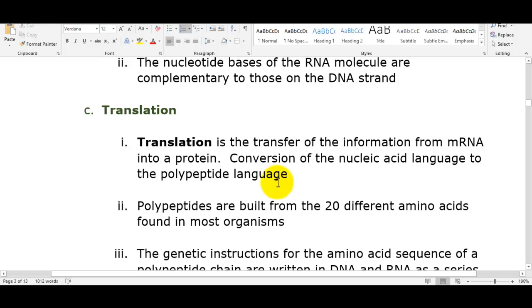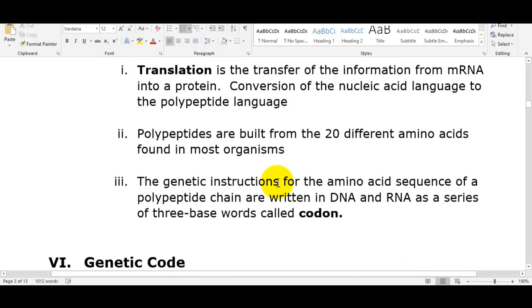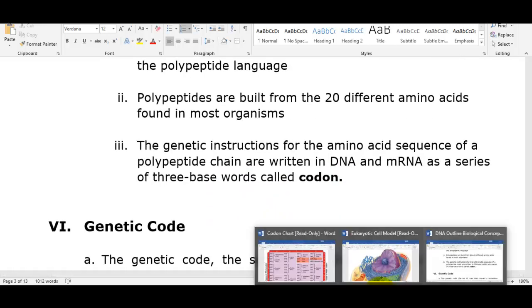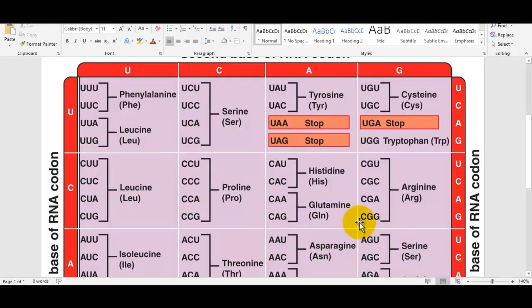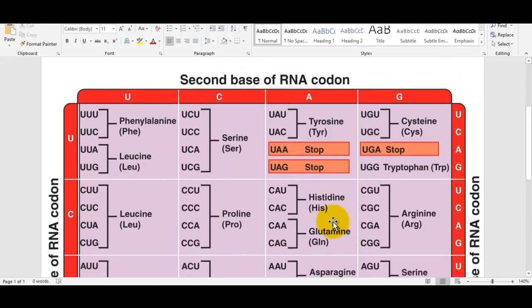Remember, proteins are made from amino acids, and there are actually 20 different amino acids scattered out to build an organism. And there are charts on this. The genetic instructions for the amino acid sequence are written in DNA. So the messenger RNA is a series of three-base words called a codon. All right, this chart is in your outline. I also gave it under the unit.